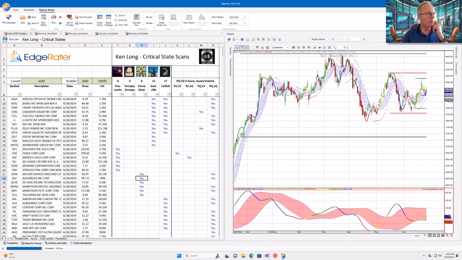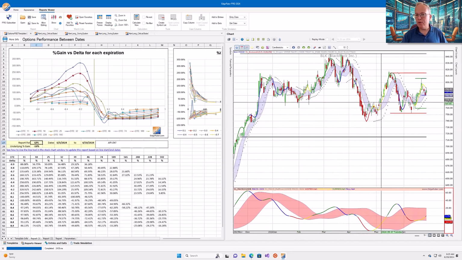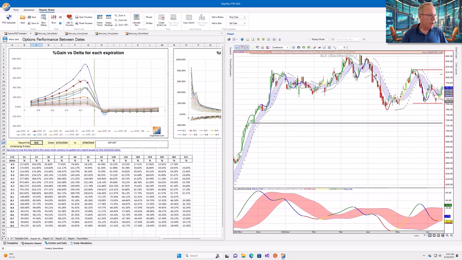One thing I'll just say with EdgeRater, there's a very unique template that you won't see this information in many places, not very easily accessible. It's the ability to draw a line on a chart. So we'll take this BlackRock chart and we'll take from the high here to the low down here. And then we'll look over on the performance between dates template. And if there were options, which there are, we can see the performance of all of the options over that time frame. So that is all of the deltas from basically 1 to -1, and all of the expirations. And then it's plotted on a chart up here.